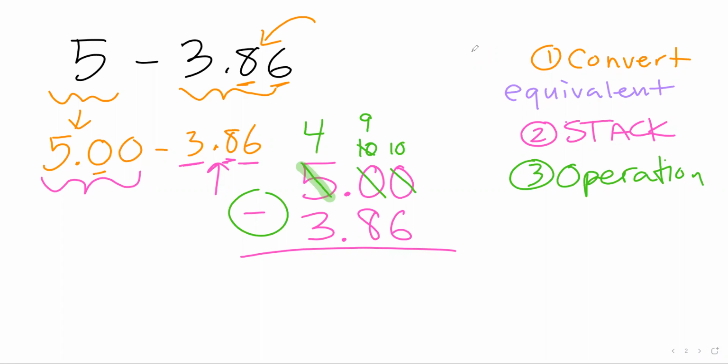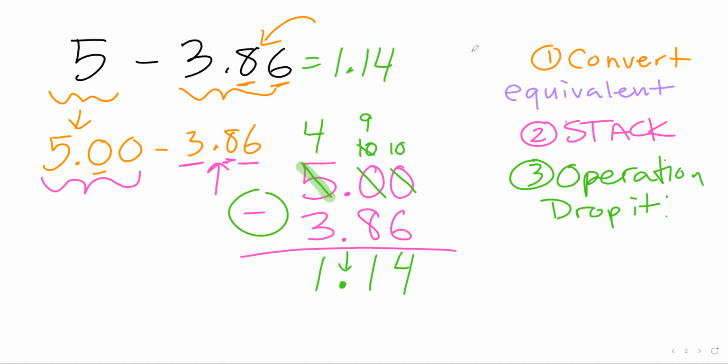Therefore, I now can start my work because again, the top number is what you have, the bottom number is what you're taking. So 10 hundredths minus 6 hundredths leaves me with 4 hundredths. 9 tenths minus 8 tenths leaves me with 1 tenth. And then 4 ones minus 1, or 3 ones, leaves me with 1. And then the last part with the decimal is you just drop it. The decimal is so heavy, you just go boom, straight down. And there we have it. 5 minus 3 and 86 hundredths gives me 1 and 14 hundredths.